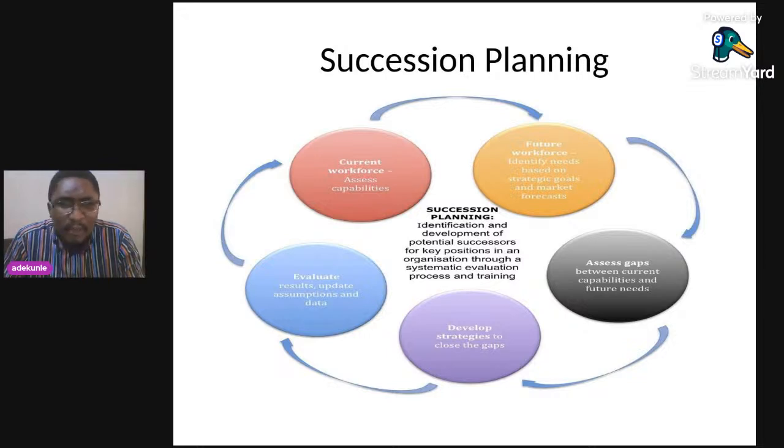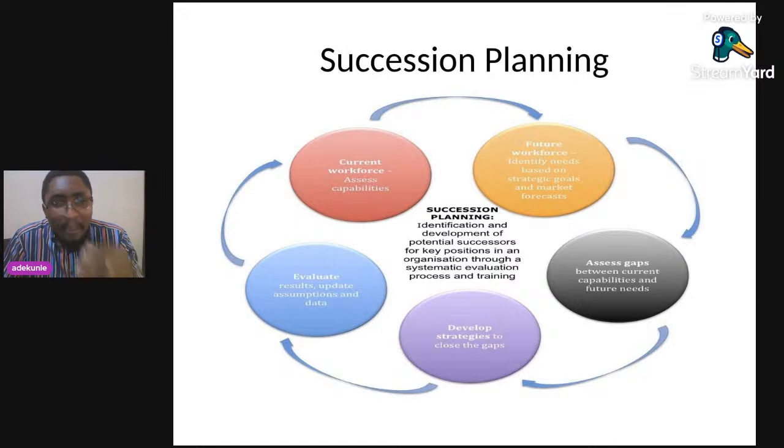Because you first start your succession planning by identifying and developing potential successors to positions, especially leadership positions within the organization. And when you analyze that, the next thing is to look at, okay, in the future, where should we be? All right. You want to identify the needs, you want to assess the gaps within your organization. Then once that gap is assessed between your current capability and your future needs, there's a need for you to go ahead and develop strategies, all right, to close that gap you've assessed.